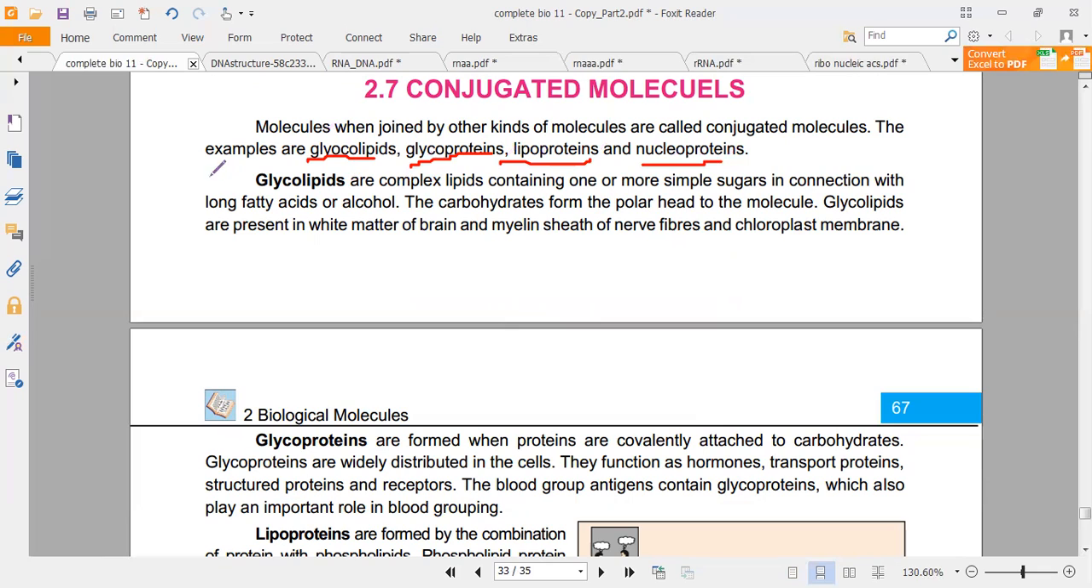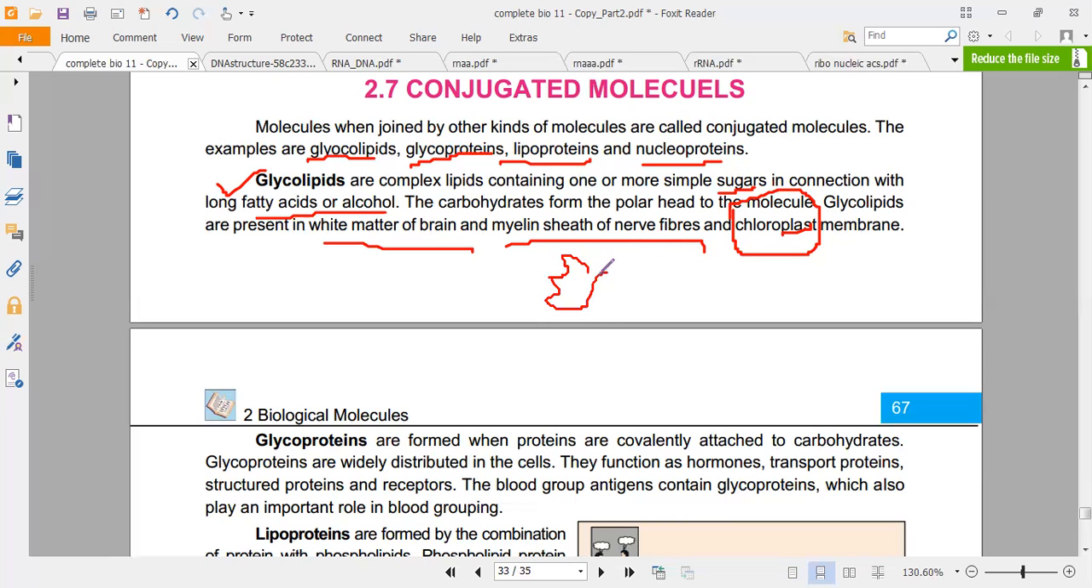First of all, we'll talk about glycolipids. They are complex lipids because they are a combination with carbohydrates as well. One or more simple sugars can be attached with long fatty acids and alcohol chains. We know about the lipids, and carbohydrates form a polar head of that molecule. Glycolipids are present in the white matter of the brain and the myelin sheath of nerve fibers, as well as the chloroplast membrane, which helps in photosynthesis.